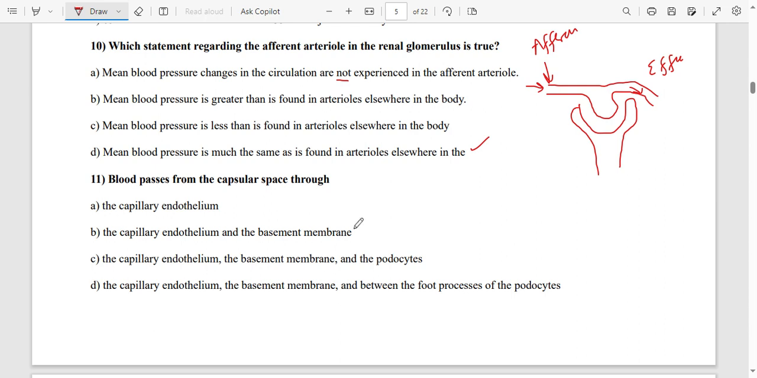Fluid passes from the capsular space through. Okay, this is the one we are talking about here. If fluid is supposed to move out of this region to come here, what structures is it supposed to pass through? The capillary endothelium and basement membrane; the capillary endothelium, the basement membrane, and the podocytes; or the capillary endothelium, the basement membrane, and between the foot processes of the podocytes. Which one can you pick?